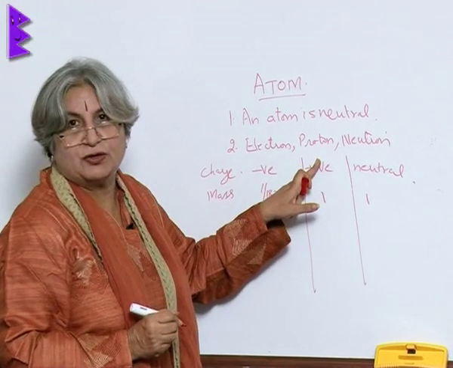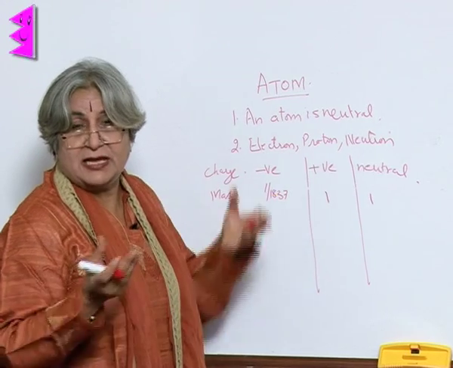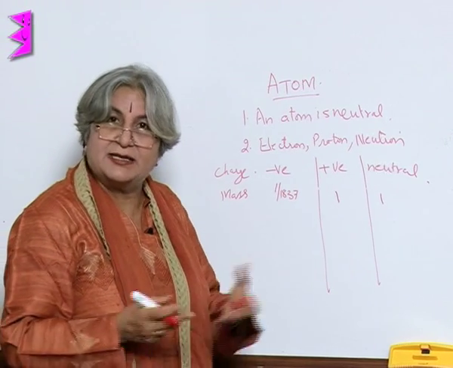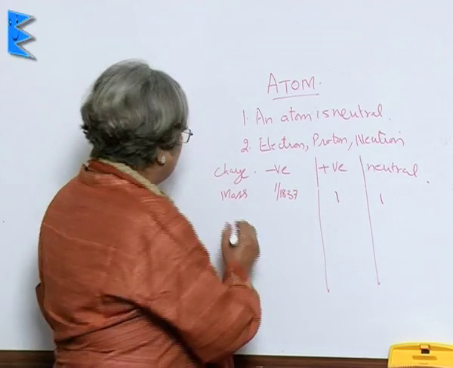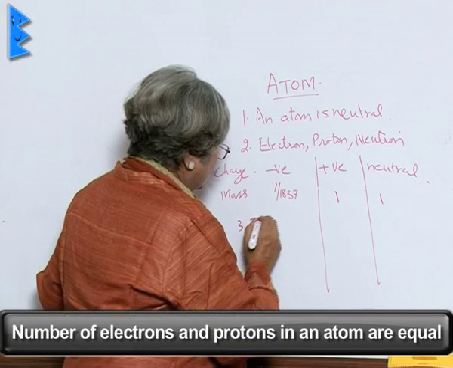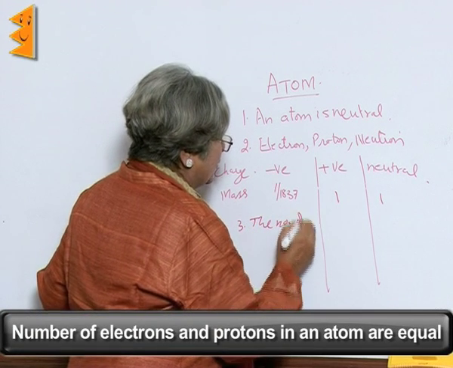Now, what we find is that atom is neutral, that means the number of electrons has to be equal to protons. Otherwise they have charged particles and still they do not have any charge. So, the number of electrons and protons is equal.